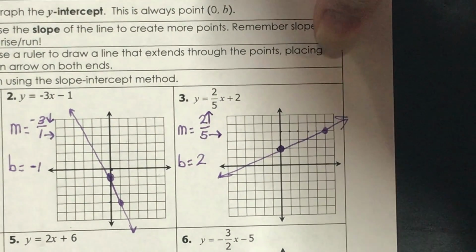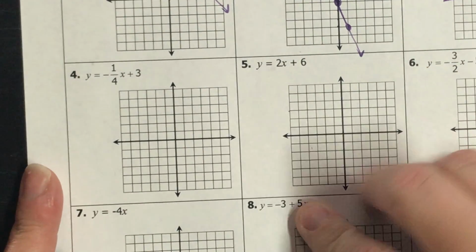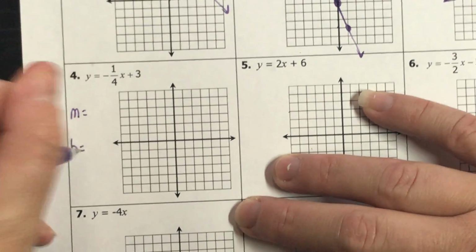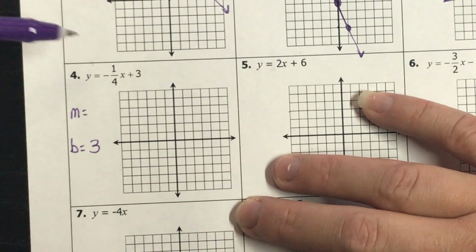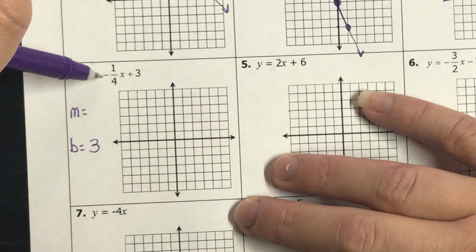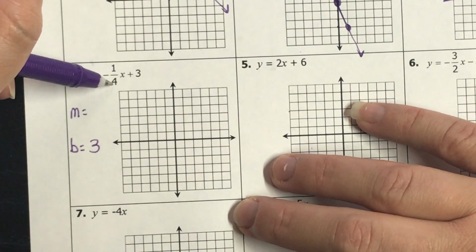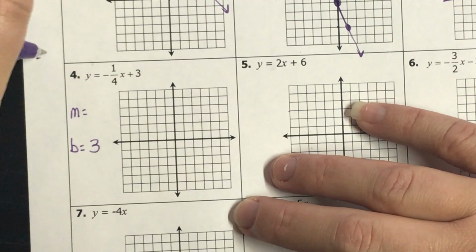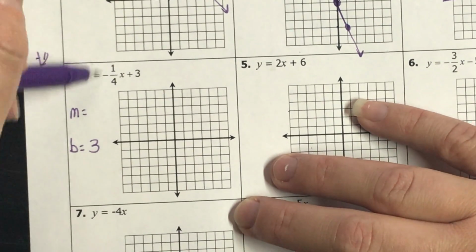One more just for good luck here. So let's take a look at number 4. So again, we're going to identify the slope, identify the y-intercept. The y-intercept is whatever's being added or subtracted on the end. Now your slope here, this negative sign, the negative can either go with the 1 or with the 4. It cannot go with both of them. If you have a -1 over a -4, that's a positive 1/4, and that's not what this is.